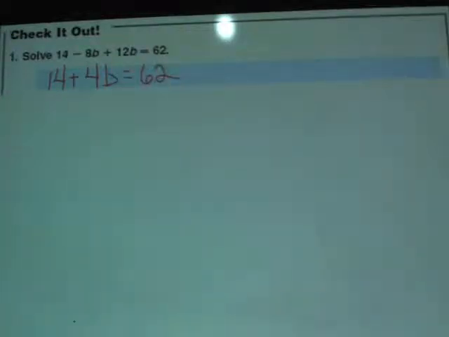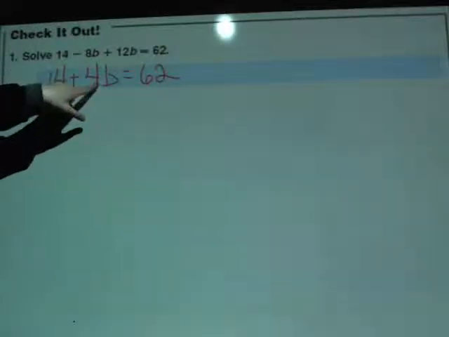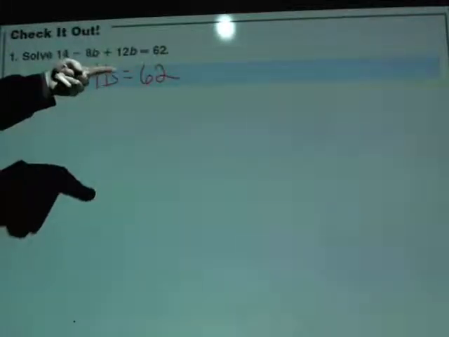Now use our 2-step rules that we learned in 12.1. 14 and 4 are numbers, but they're on the wrong side because numbers are supposed to go to the right.